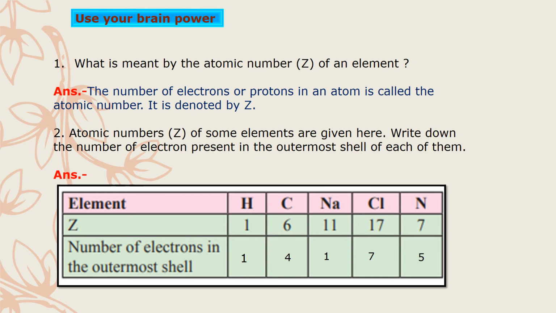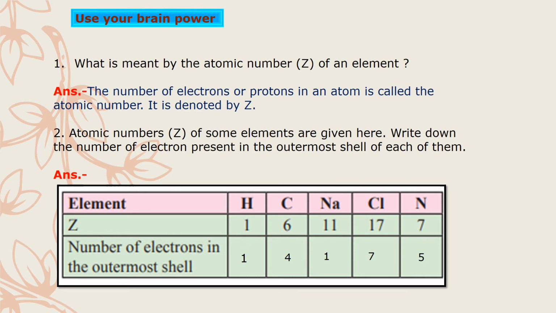So we have to find out the number of electrons in the outermost shell. Hydrogen has atomic number 1, so obviously 1 electron will be there in the outermost shell of hydrogen. Then carbon has atomic number 6.